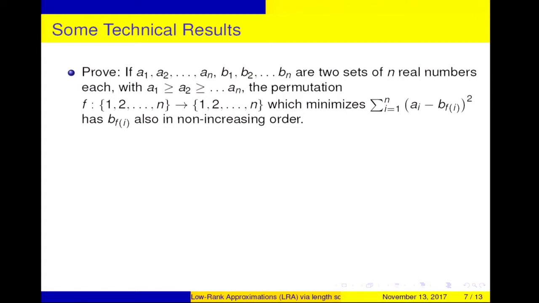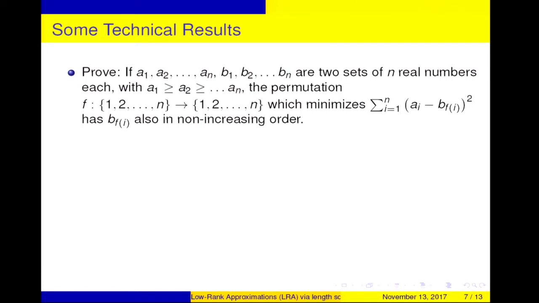Then the assertion is about the permutation that minimizes the difference between A_i and the B at the permuted spot. So I'm allowed to permute B in any way, and I want to minimize this, right? Intuitively, it's obvious that the best I can do to minimize that is to bring the B's also in decreasing order, because the A's are in decreasing order. If the B's are also in decreasing order, you would expect that to be minimized.